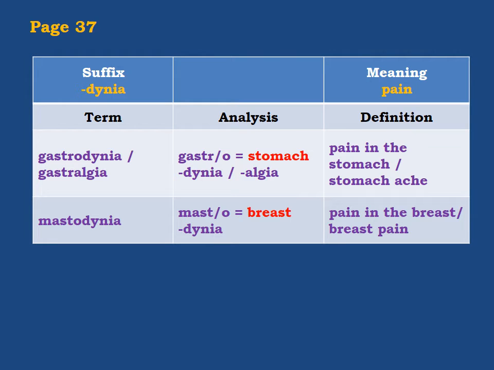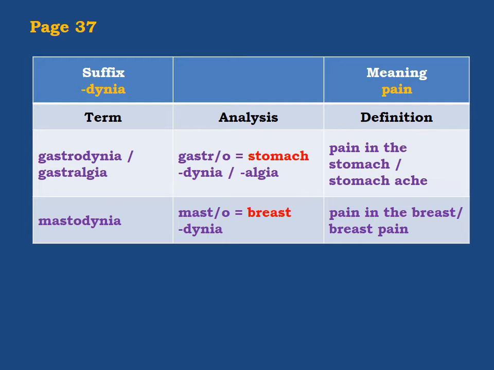Now, this suffix, if you remember, we mentioned in the first slide, dynia, which has the same meaning as algia, and it has a meaning of pain. Now here, in this first term, gastrodynia, you see there is an exception here. Earlier we said we cannot use them interchangeably, but here there is an exception. So if there are exceptions, we accept them. And you know, the exceptions usually are very few. So here either we say gastrodynia or gastralgia.